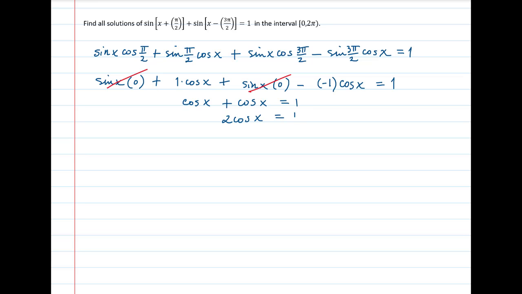Adding those two together, we have 2 cosine of x equal to 1. Divide everything by 2, get cosine of x equal to 1/2. And we're done with the algebra. We can use our trigonometry now to figure out when cosine is equal to 1/2. And since we only want the solutions from 0 to 2 pi, cosine is equal to 1/2 at pi over 3 and 5 pi over 3, first and fourth quadrant.